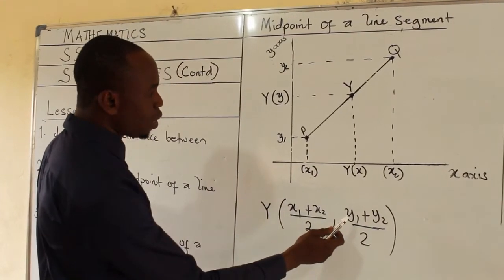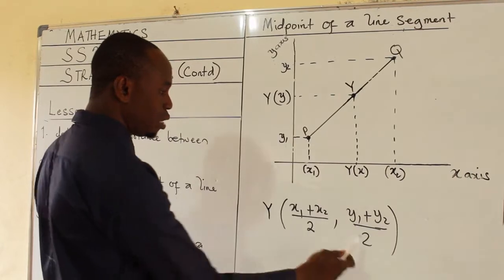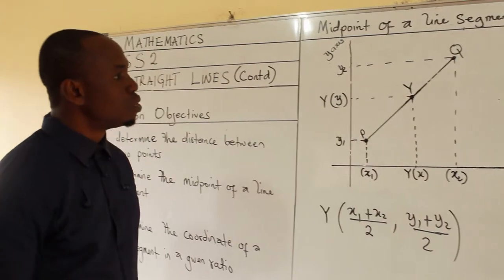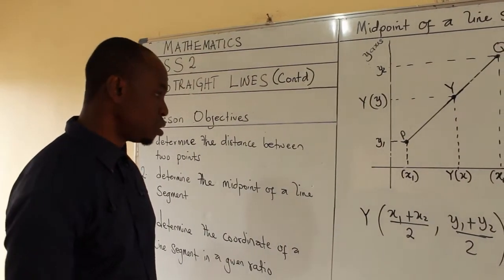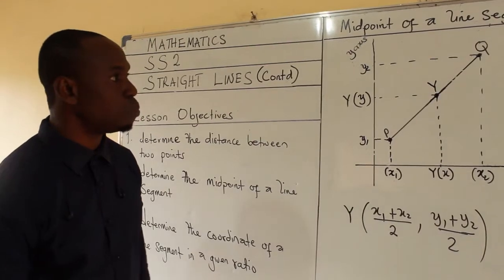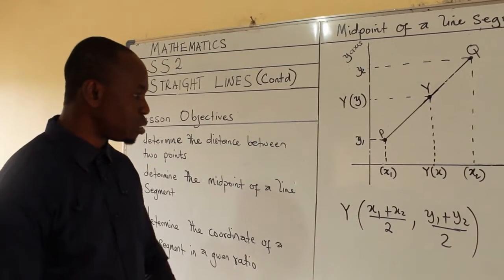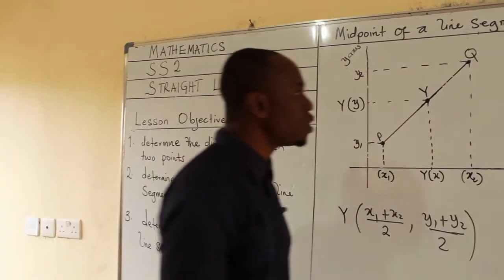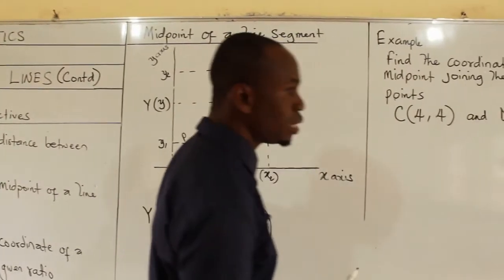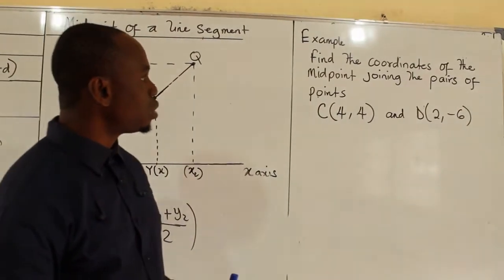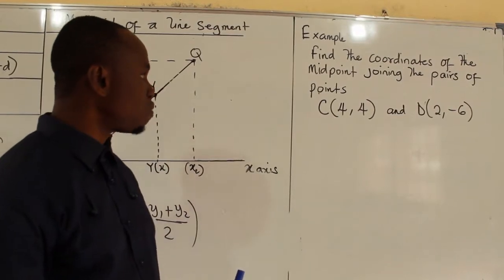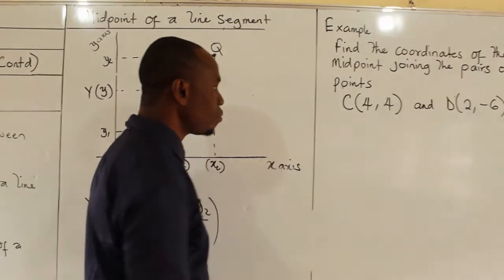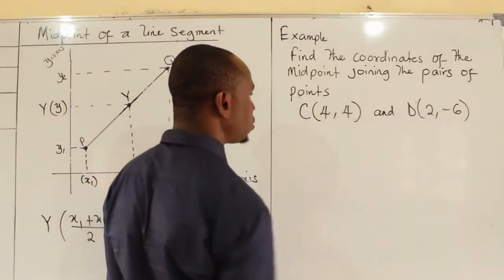And then if you also add the y1 and y2 and divide by 2, you will also get the y coordinate of Y. So we're going to use this relationship, or this formula, to get the coordinates of the midpoints of the pairs of points that we have in our example here. And this example says, find the coordinates of the midpoint joining the pair of points where we have C as (4, 4) and D as (2, -6).